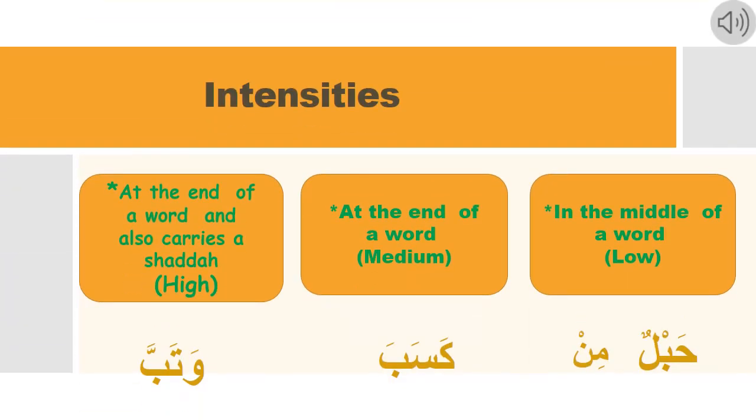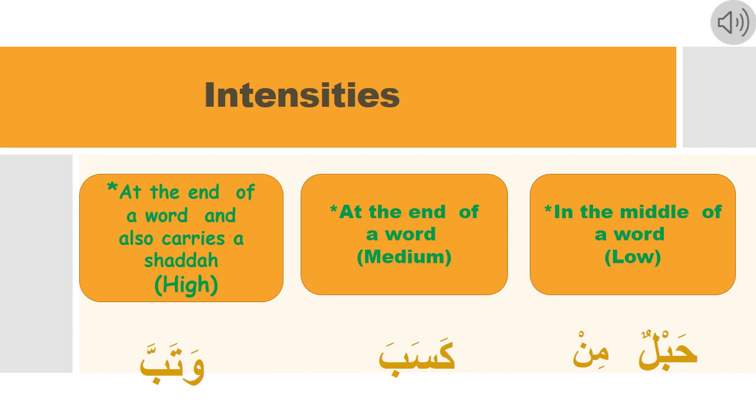So here I'll explain the examples on intensities. Here, الباء, one of the echo letters, is sakin and in the middle of a word, and we aren't stopping here. So this will be simply read as حبل من, حبل من. The ba is just nice and very soft because it's in the middle of a word, as I said before.